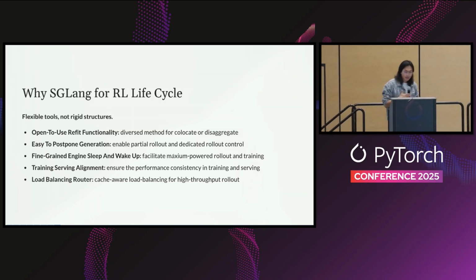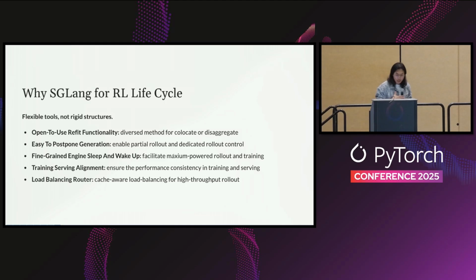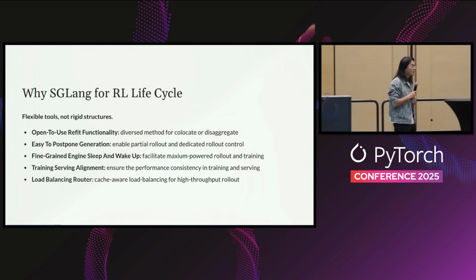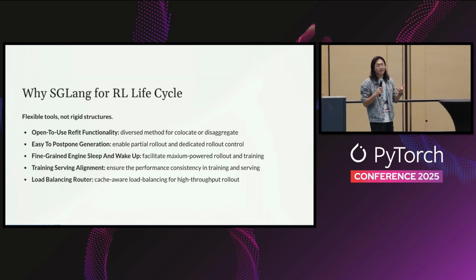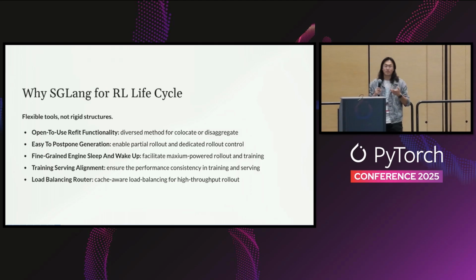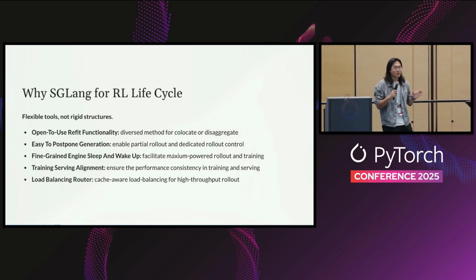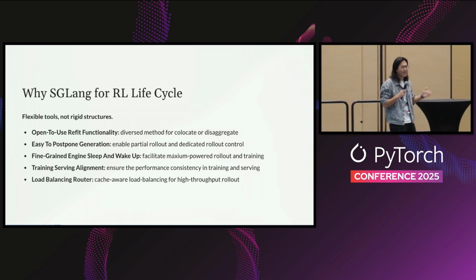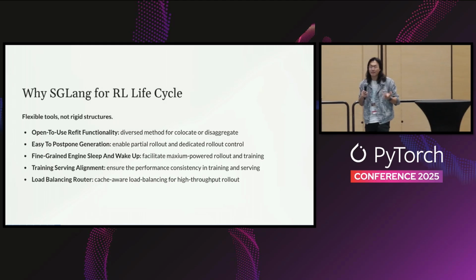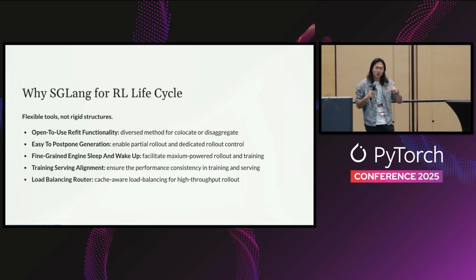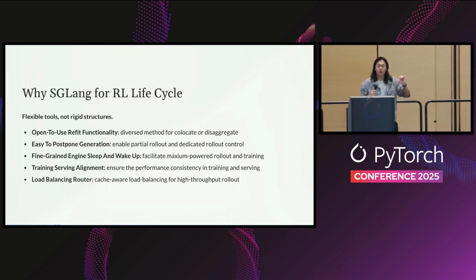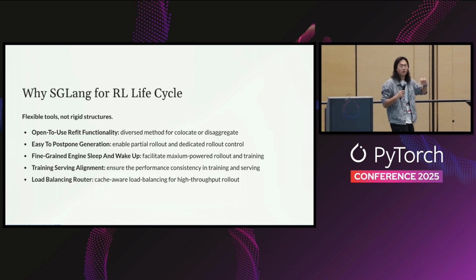And the fourth thing is training-serving alignment. For example, if your company is using SGLang to serve your online jobs, it's better to have SGLang for both the training and the serving. That makes your serving and your training aligned. The model you see during the training is the model you use for your serving.